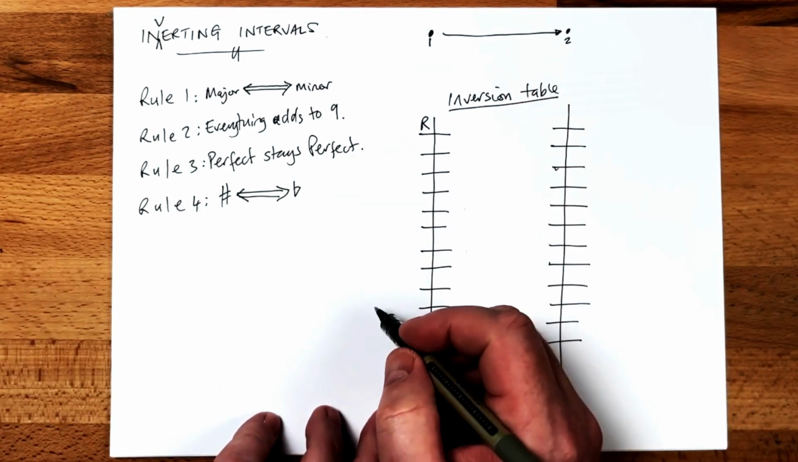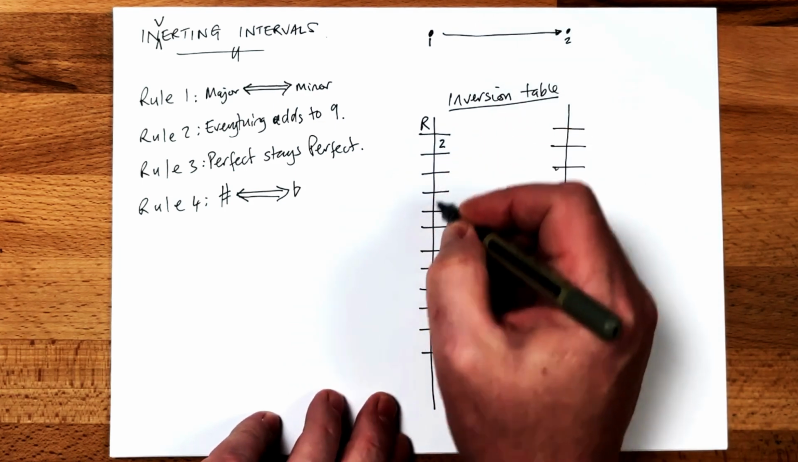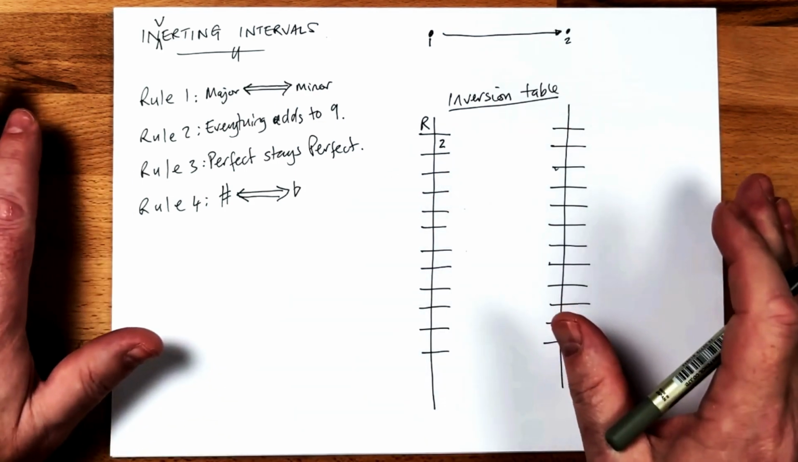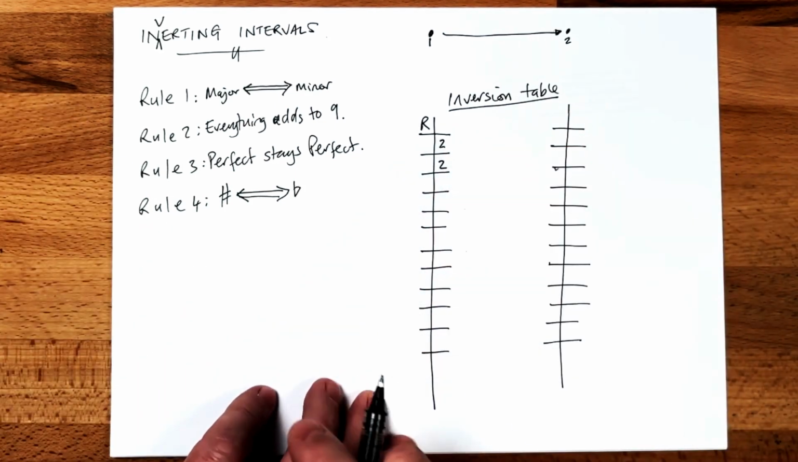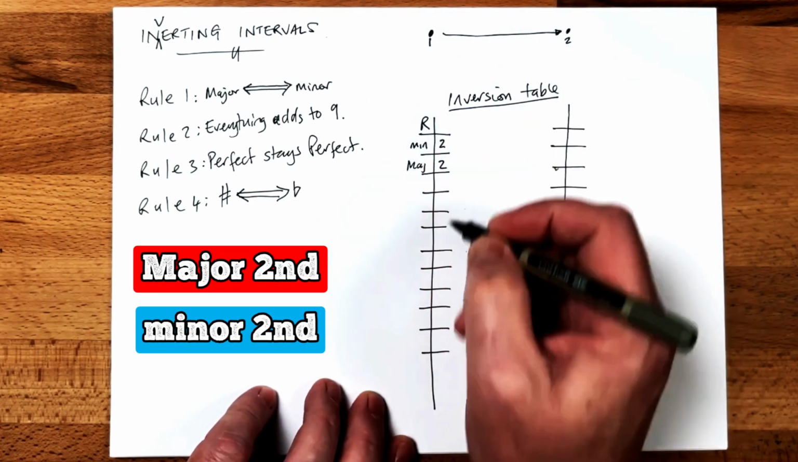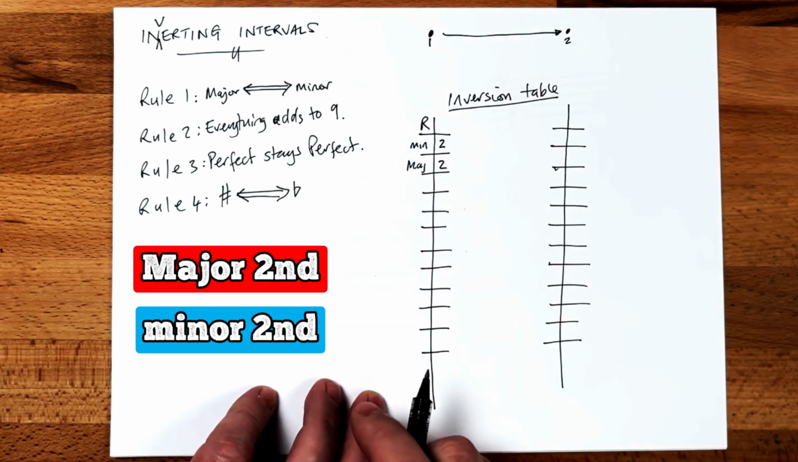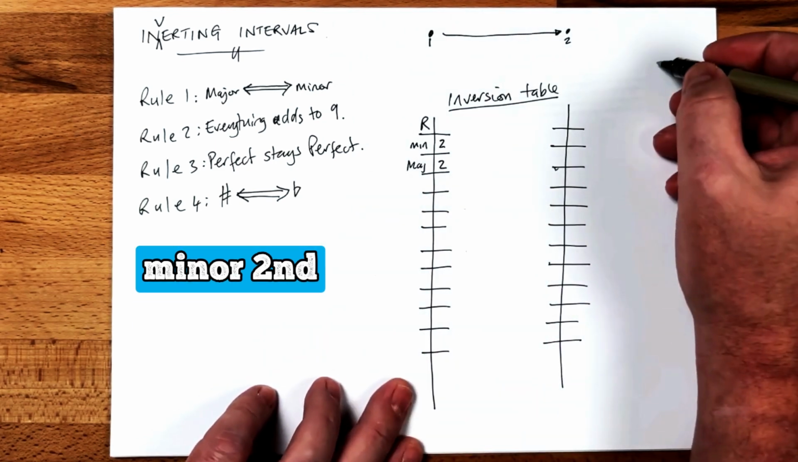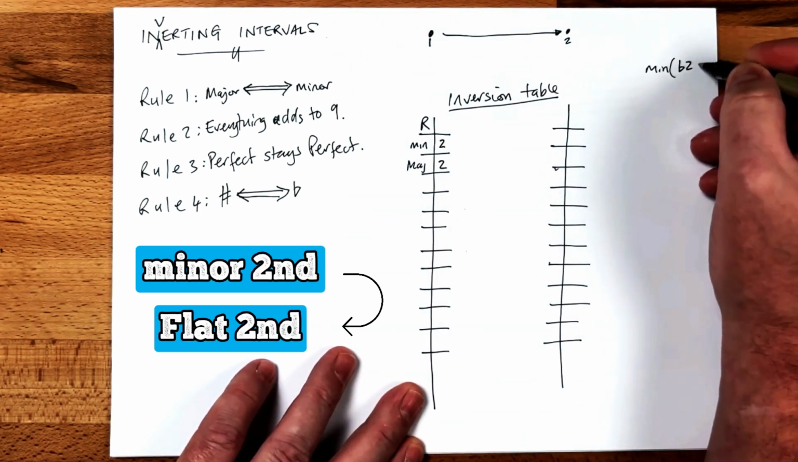Now, the first note we're going to look at is a second. And if you remember from the interval seesaw lesson I did, there are 2 kinds of seconds. There is a major second, and then there is a minor second. So we have a major and a minor second. Another way to spell the minor second can also be flat second.